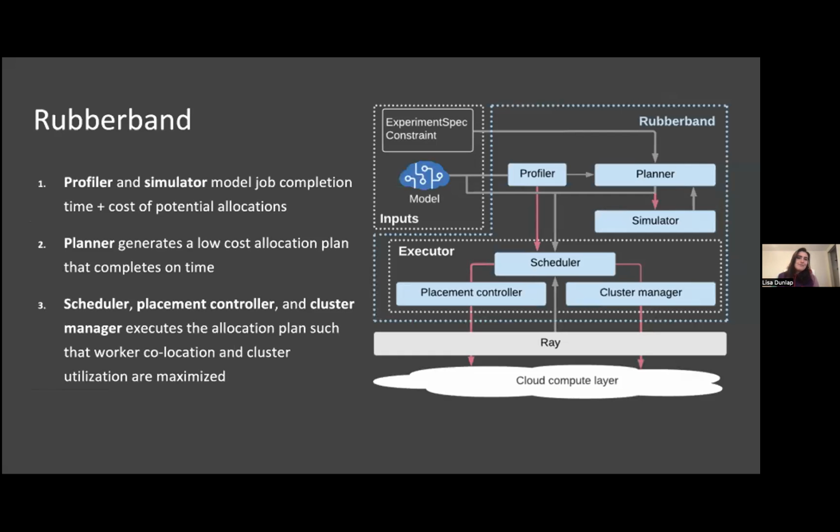So here's a rough depiction of what the system looks like. We build Rubberband on top of Ray, a distributed computing platform that hopefully some people have heard of. The pink arrows here represent invocations, and the gray arrows represent object dependencies. And we have these three components that we addressed in the previous slide. The profiler and simulator are together, and they work with the planner to come up with the optimal allocation schedule. Then that goes into the scheduler, and the placement controller and the cluster manager help actually schedule these jobs on the cloud.